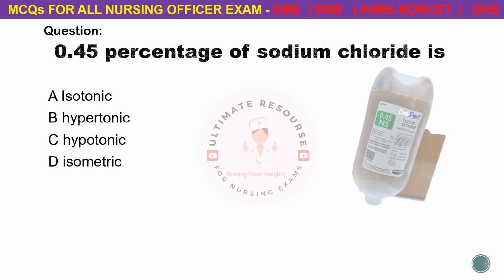0.45% of sodium chloride is. Options are A. Isotonic, B. Hypertonic, C. Hypotonic, D. Isometric. The answer is C. Hypotonic.